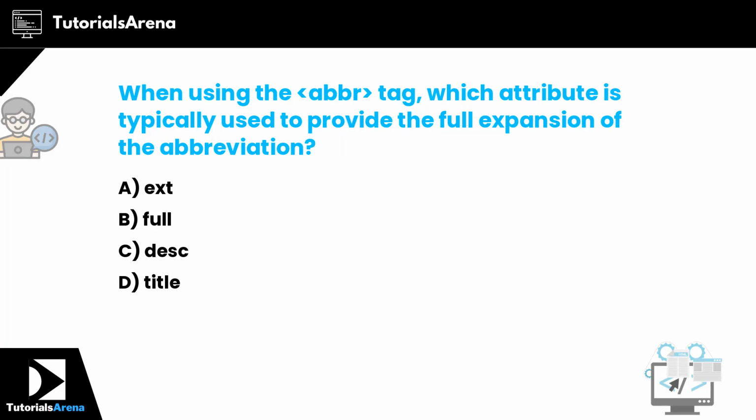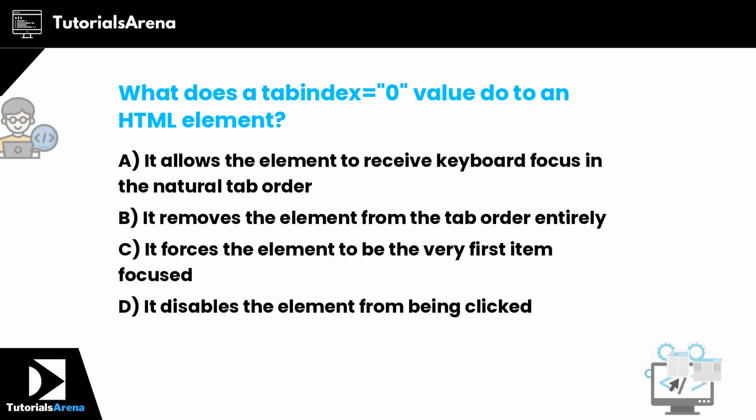When using the abbr tag, which attribute is typically used to provide the full expansion of the abbreviation? The correct answer is option D, title. What is the purpose of a tabindex equals 0 value on an HTML element? The correct answer is option A. It allows the element to receive keyboard focus in the natural tab order.